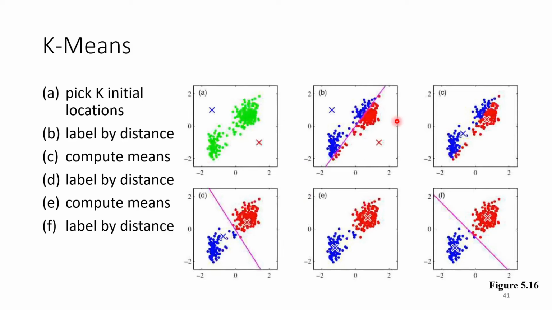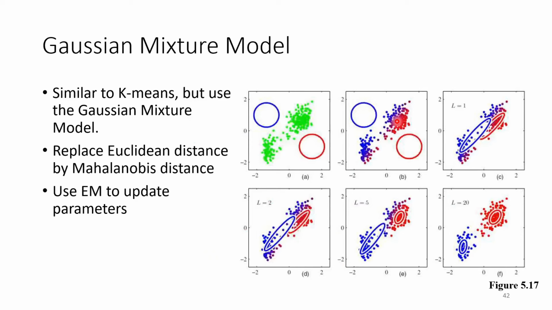For k-means, this is a hard split. Every input data is either in the first group, second group, or third group. There is no overlapping. However, because this is a Gaussian mixture model, every input data can have multiple probabilities for every class. So this is one of the advantages.